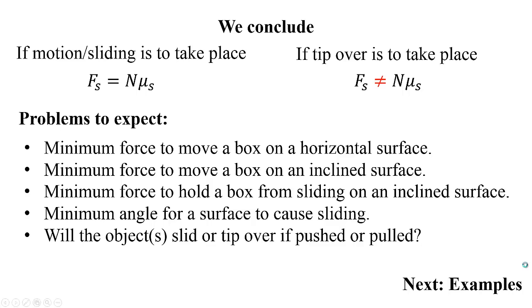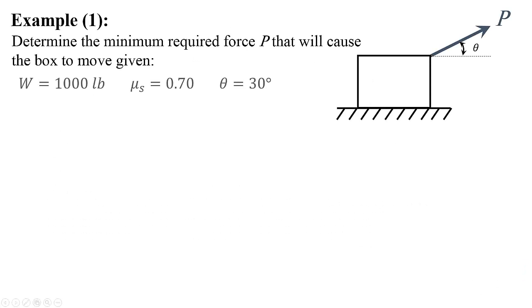So for the first example, we have this box being pulled by a force P, and the force P is not horizontal, it has an angle theta. I'm just trying to make it a little bit interesting, that's all. The question says determine the minimum required force P that will cause the box to move. Given W is 1,000 pounds, mu s is 0.7, and theta is 30 degrees.